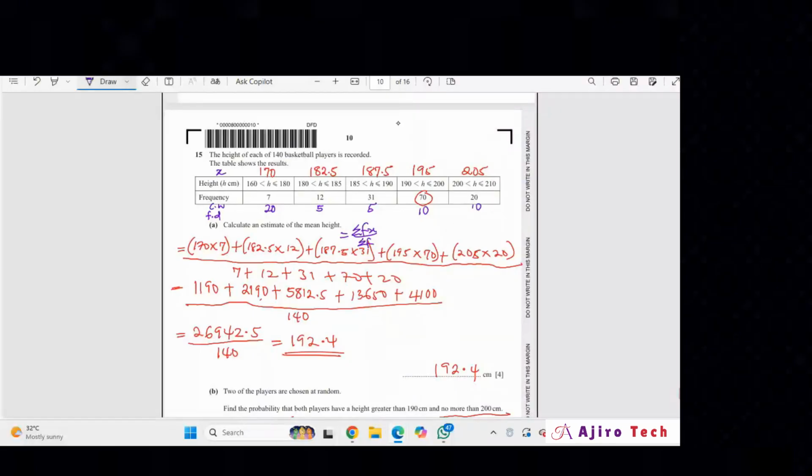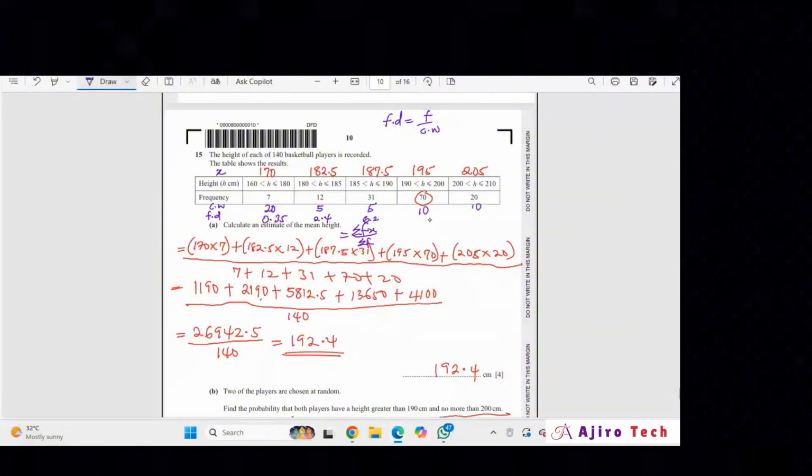Now, FD, that is the frequency density. The frequency density has the formula, which is frequency all over the class width. Don't forget this: frequency all over the class width. So do 7 divided by 20. 7 divided by 20 will give you 0.35. Here, 0.35. This one, 12 divided by 5, that will give us 2.4. Now, 31 divided by 5. 35 divided by 5, that will give us 6.2.